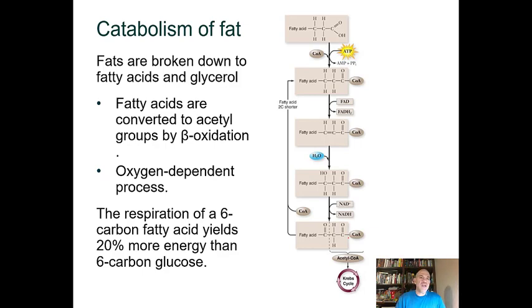When it comes to catabolism of fat, remember the fatty acids. The fatty acids will vary in length and whether they're saturated or unsaturated. But remember that the fatty acid itself has a carboxyl group right here, and then a long hydrocarbon chain. And so the fatty acids are going to be converted to acetyl groups by a process called beta oxidation. And this is an oxygen-dependent process, so it's an aerobic process.